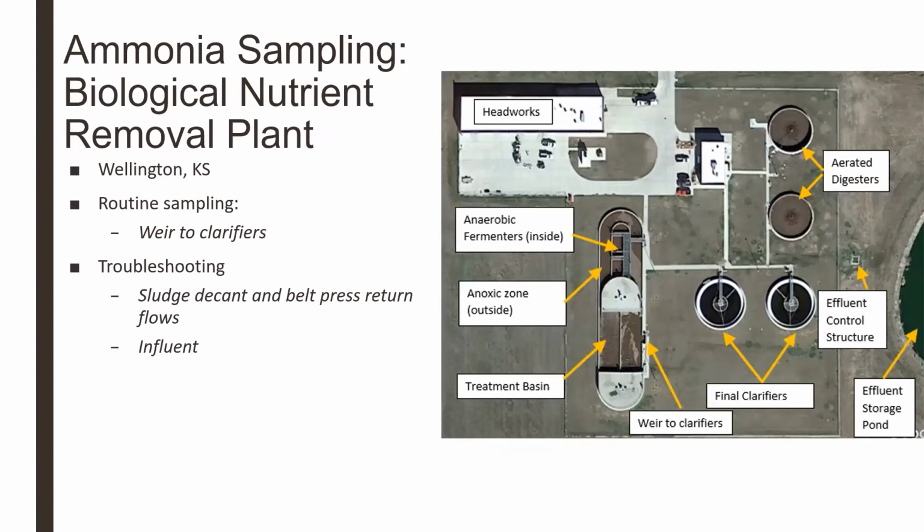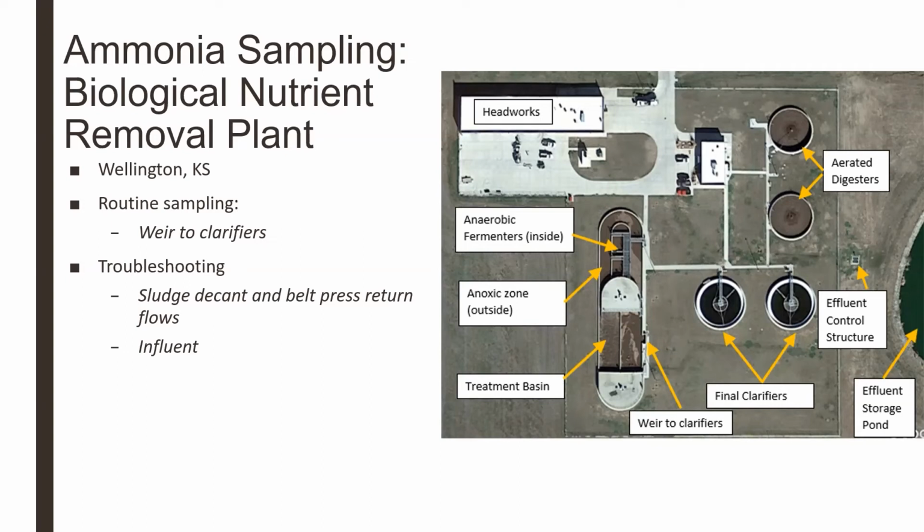Now we're going to move to a classic biological nutrient removal plant with both anaerobic and anoxic zones built in. So this plant is meant to remove both nitrate and total phosphorus in a biological manner. It's located in Wellington, Kansas.